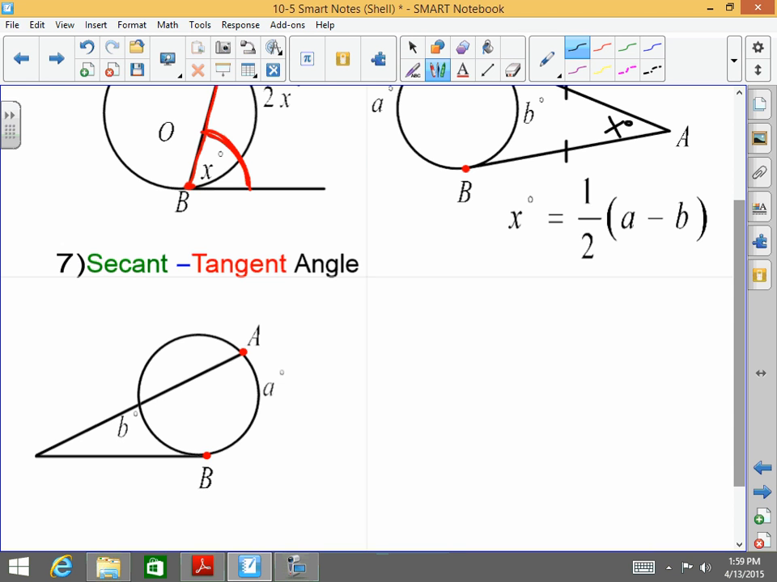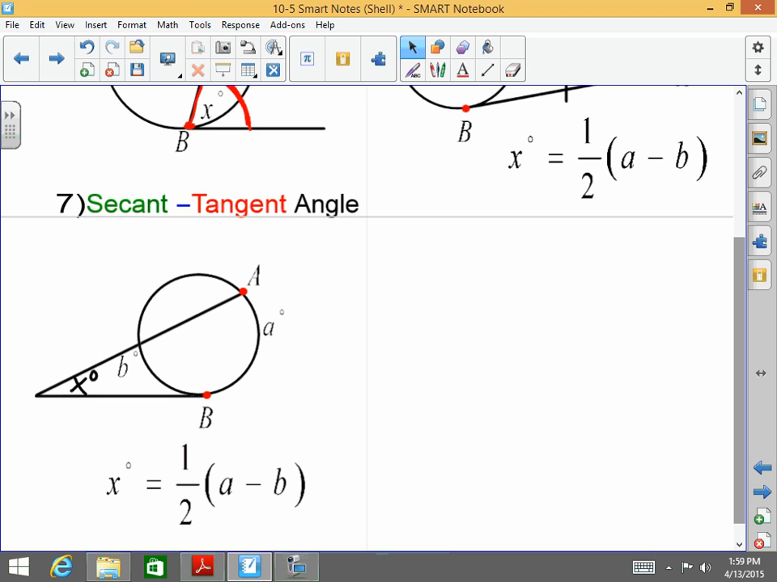Of an exterior. So in this particular case, again, it's 1/2 of A minus B. The only thing you really have to remember, different than the 1/2 of A minus B, is when you have a chord, and that's 1/2 of A plus B. Now, these are real simple. The tough part is recognizing and knowing when to use it.